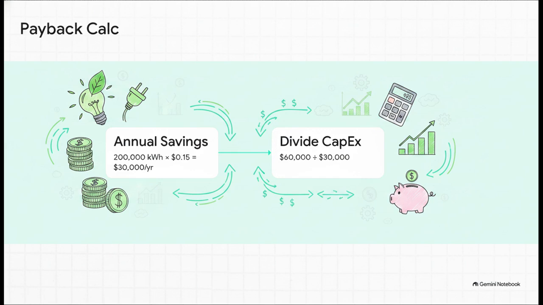Step 1, you absolutely have to convert that energy saved into actual dollars first. So you multiply the 200,000 kilowatt hours by that 15-cent tariff. That gives you $30,000 in annual savings.